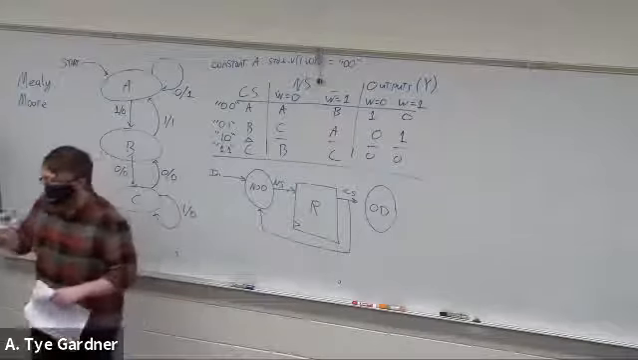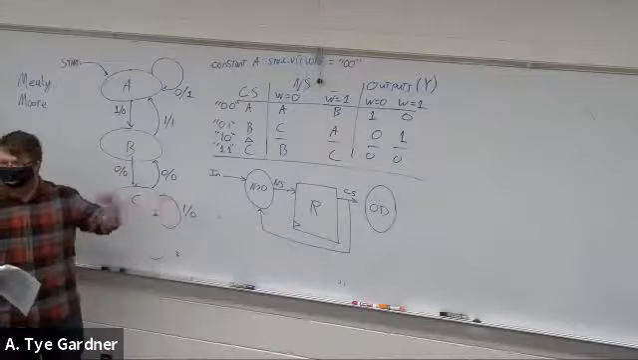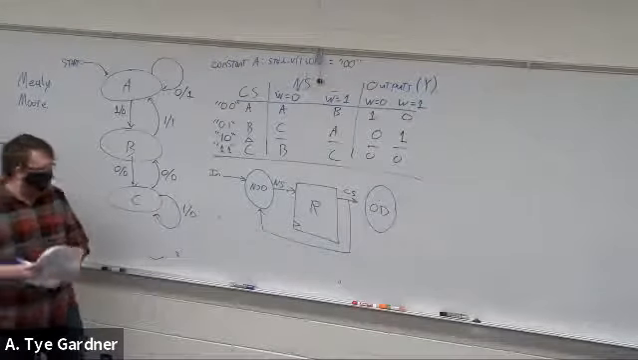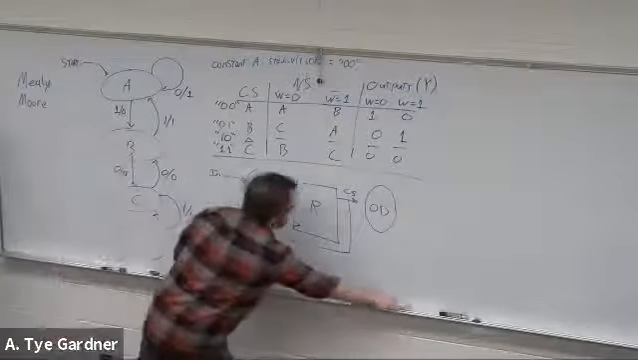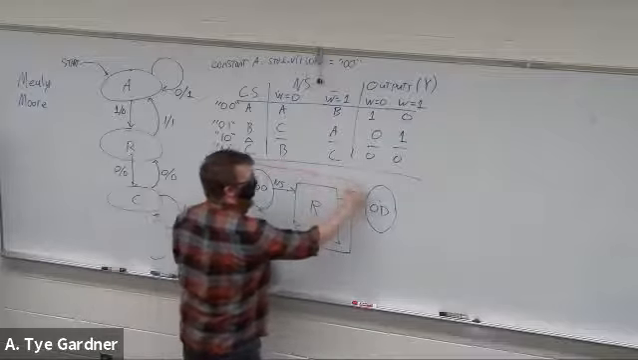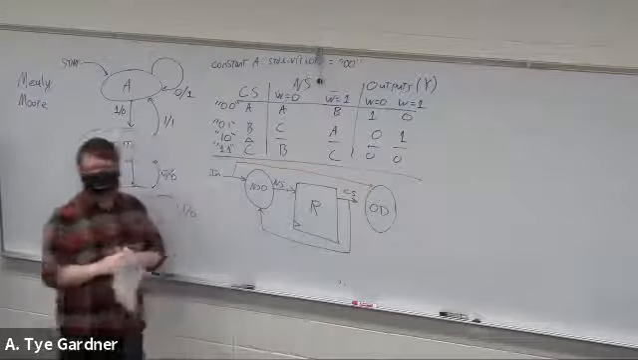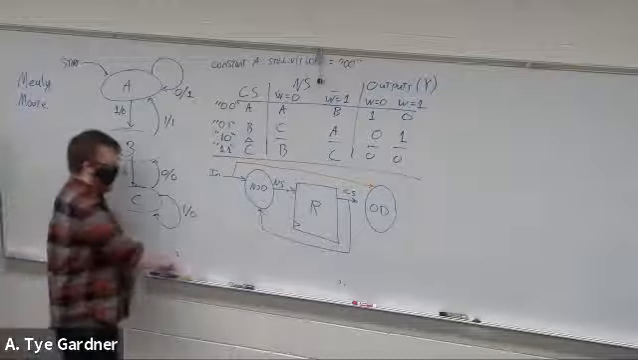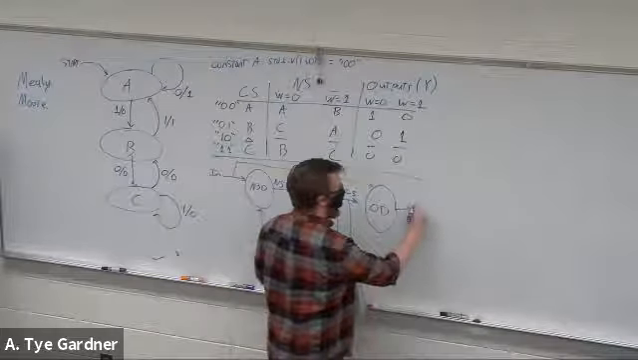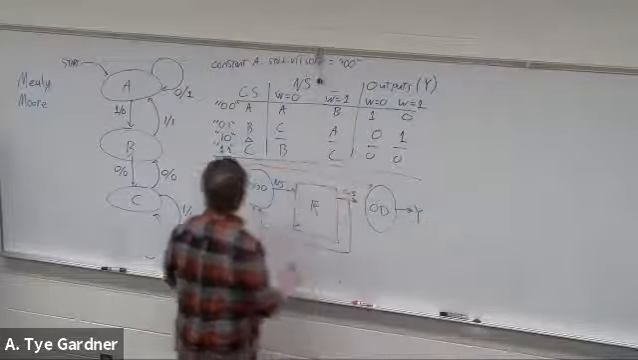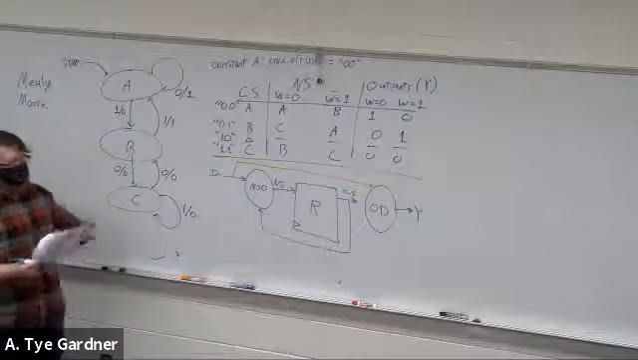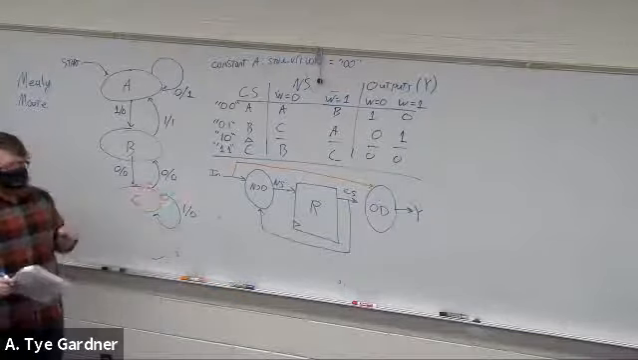Now, if we're a Moore state machine, we're done, right? Because the output decoder only cares what our current state is. However, if we're a Mealy state machine, we also care about this path. What are our inputs? That's all. That's all a state machine is, those three blocks.